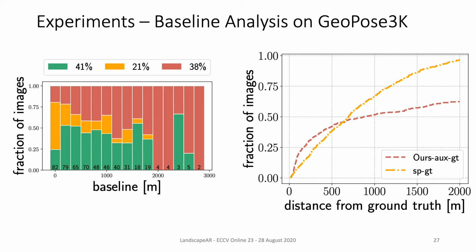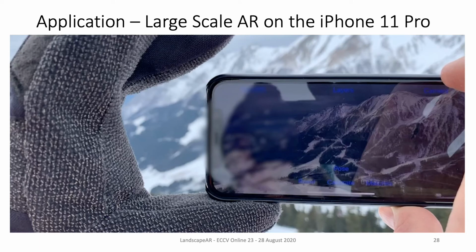We see that we are consistently able to improve positions up to approximately 1000 meters. On the right plot, we visualize the cumulative percentage of the sampled positions in yellow compared to the cumulative percentage of positions estimated by our algorithm in red. We can see that the crossover point is at the baseline of approximately 700 meters.